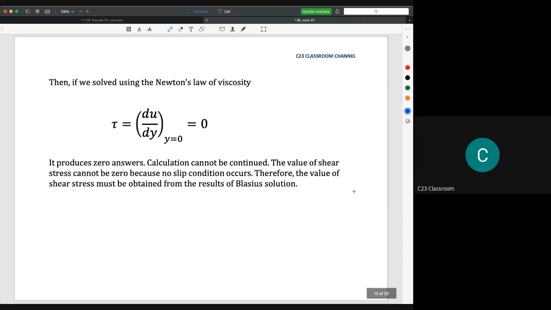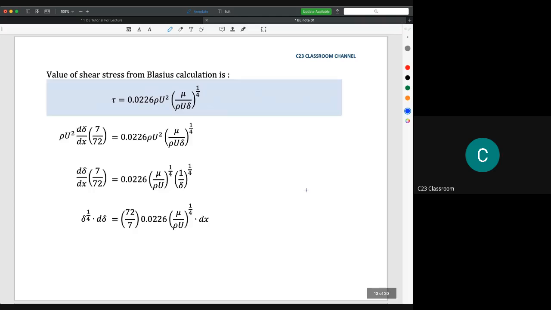Again, we cannot use Newton's law of viscosity because it will give a value of 0. A shear stress equal to 0 does not show the real situation, because in the no-slip condition, the shear stress is maximum at y equal to 0. What we need to do is get the shear stress obtained from the result of the Blasius solution. It is given in the question.